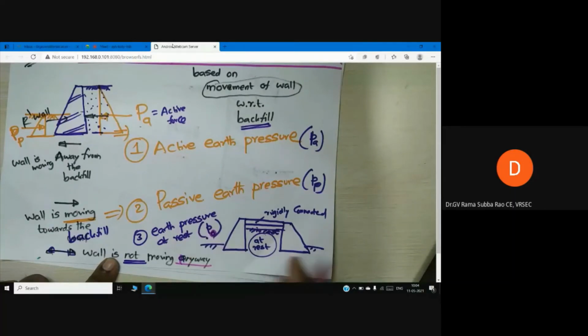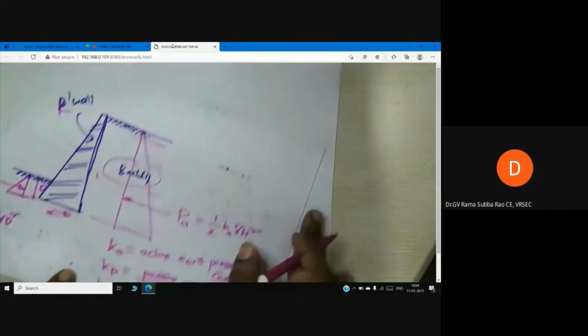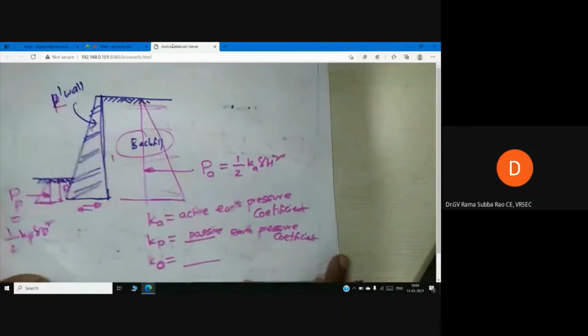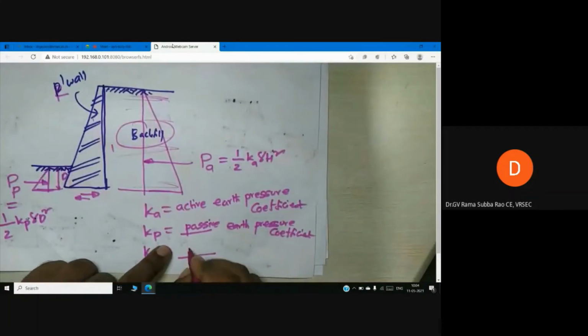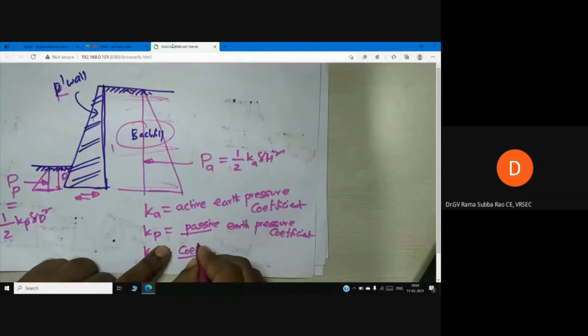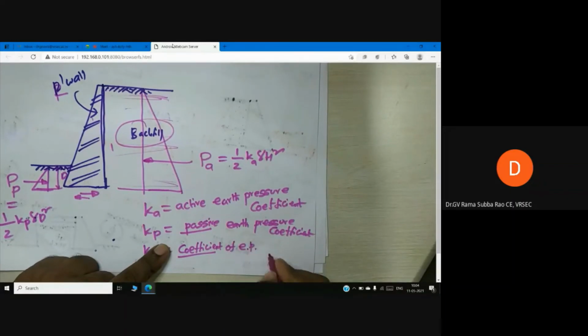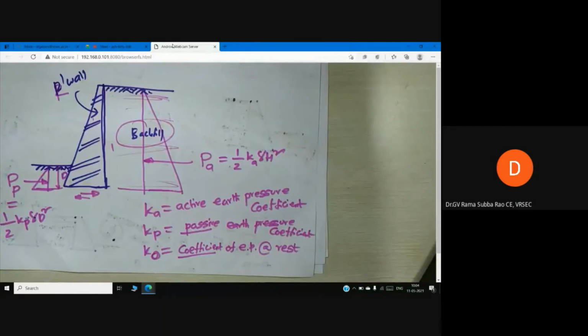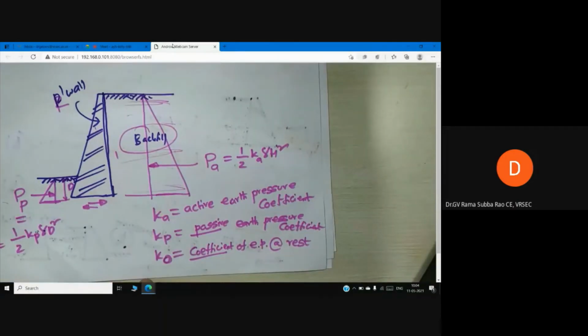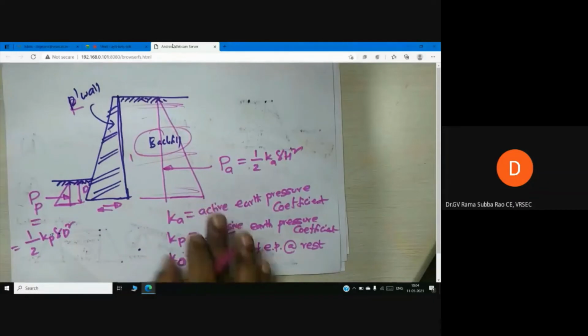Now in this case, we write K0, which means the coefficient of earth pressure at rest. As you know, K is the coefficient of earth pressure. So we have three earth pressures and three earth pressure coefficients.